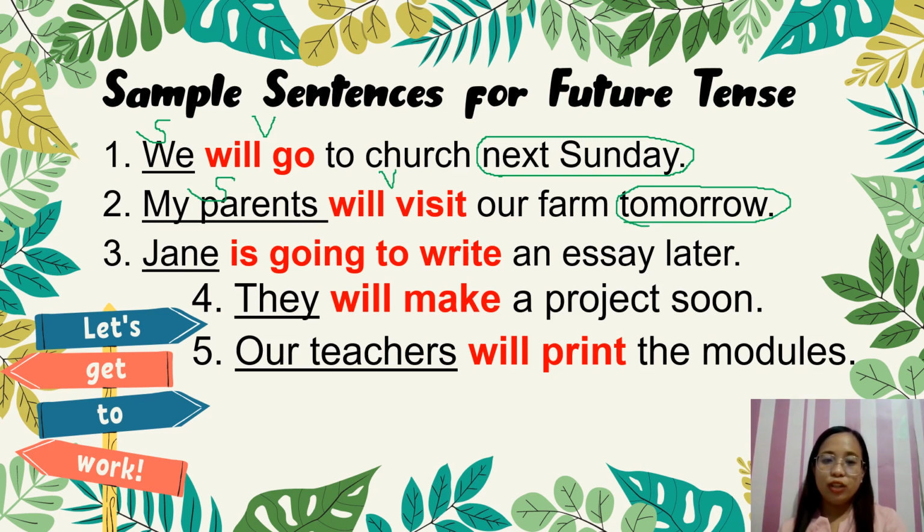Next, number 3. Jane is going to write an essay later. Subject, Jane. Verb is going to write. Expression of time is the word later. Okay? Number 4, they will make a project soon. Subject, they. And the verb, will make. And expression of time is the word soon. Okay, next, number 5. Our teachers will print the modules. Subject, our teachers. And the verb is will print.